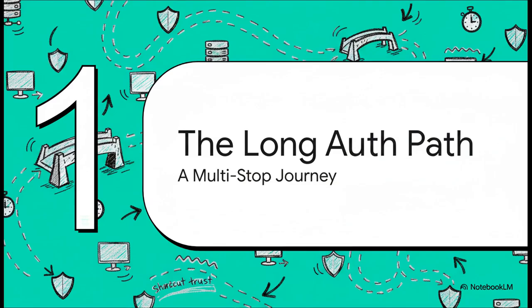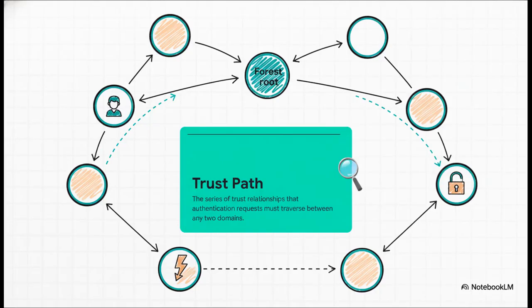In Active Directory, this is what's known as the trust path, and really understanding it is the key to solving this whole slowdown issue. So what that means is every single time a user requests access to a resource in another domain, that request has to take a journey along a predefined trust path. These paths are created automatically when you build your forest, and they all have one thing in common. They funnel everything through the forest root.